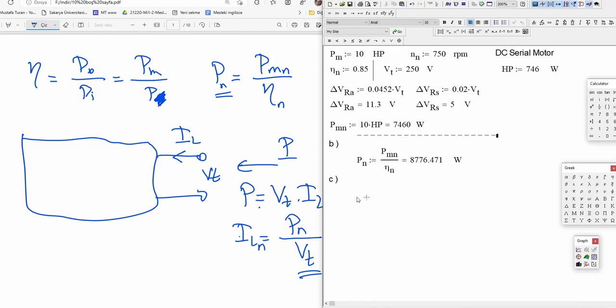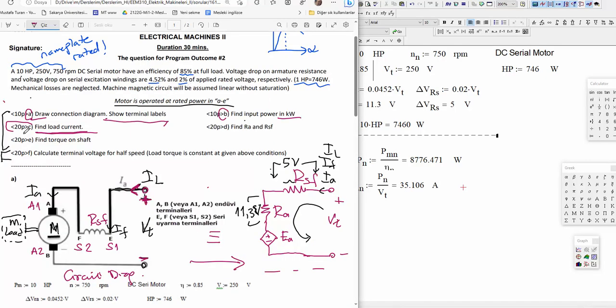Let's calculate. Nominal load power over terminal voltage. It is just 35.106 amps. That is the current drawn from the power supply. Again, so far it is easy. We got 40 points right now in a few minutes.